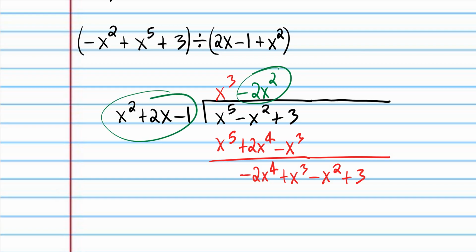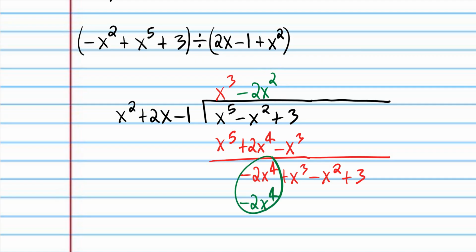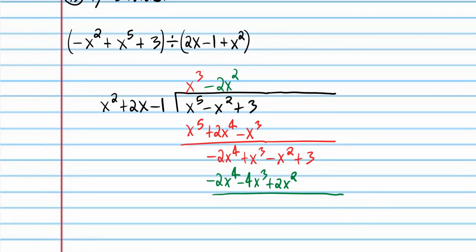Now we're going to multiply that by the divisor, and we get negative 2x to the 4th. It should be the same as this term up here, negative 4x cubed, and positive 2x squared. So that was step 2. Step 1 is figure out what this is going to be. Step 2 is multiply that by the divisor. And step 3 is subtract.